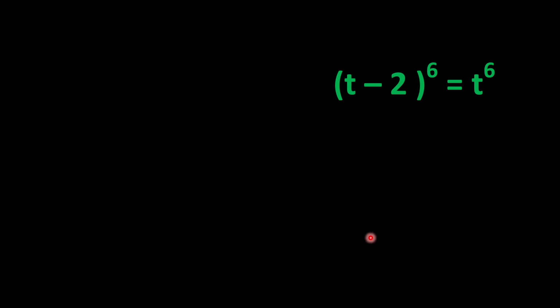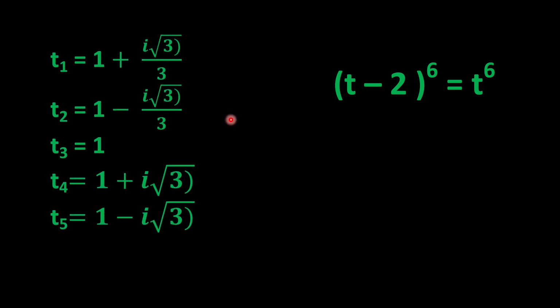So now this was our question, which is (t - 2)⁶ = t⁶. And now we have 5 values of this given question, that is t1, t2, t3, t4, and t5. In these 5 values, we have only one value, that is t3, which is equal to 1, and which is a real root. All the remaining 4 roots are complex roots.